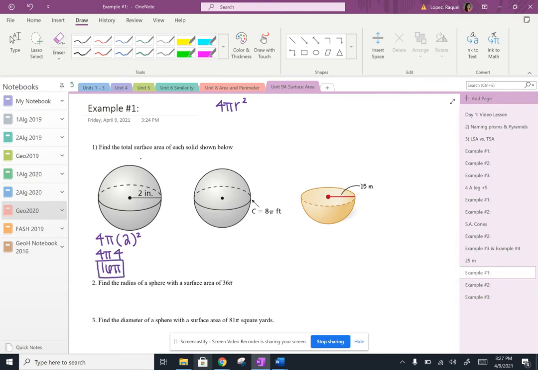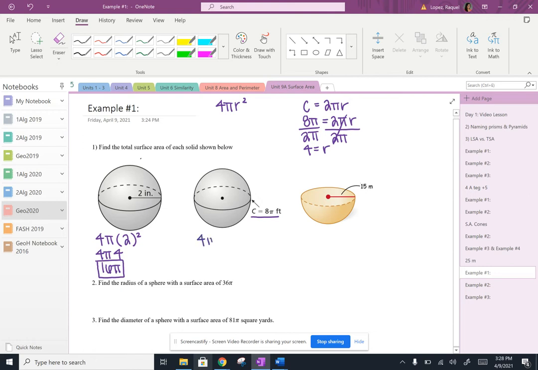Okay, for the next sphere they actually gave me the circumference of the sphere. Well, to find the circumference, I know the formula is 2 pi r. So I need to work backwards a little bit to help me figure out what the radius is. So I'm going to set it equal to the formula for the circumference. Divide both sides by 2 pi. So that means that the radius of that second sphere is 4.